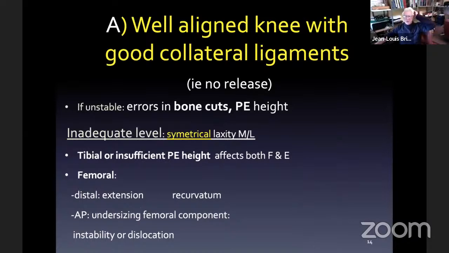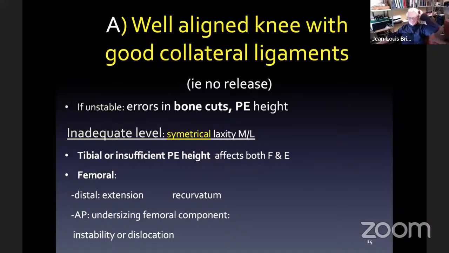Okay, so now we start with a well-aligned knee with good collateral ligaments. So that means that if it's unstable, we made an error in bone cuts or polyethylene wear. If it's in the bone cuts, for the tibia, it affects both flexion and extension. For the femur, if it's distal, it affects the extension gap. But it can be mistakes in the apicuts, and that leads to instability or sometimes even to dislocation.